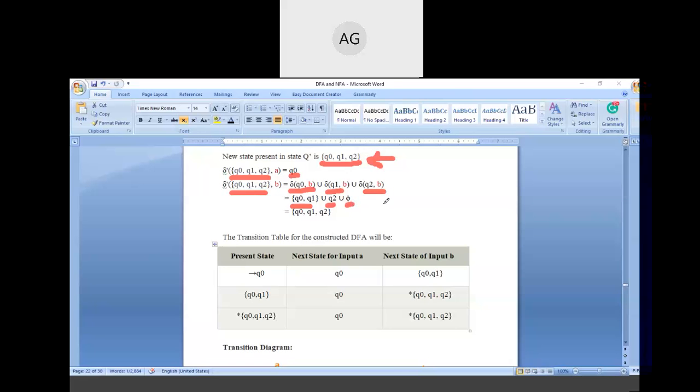we get phi, because from the state Q2 we get nothing, as no input symbol is leading anywhere from the Q2 state. So we are getting phi. Now on taking the union we will get the Q naught, Q1 and Q2 state. Now all these transitions will be written in the transition table of the DFA.